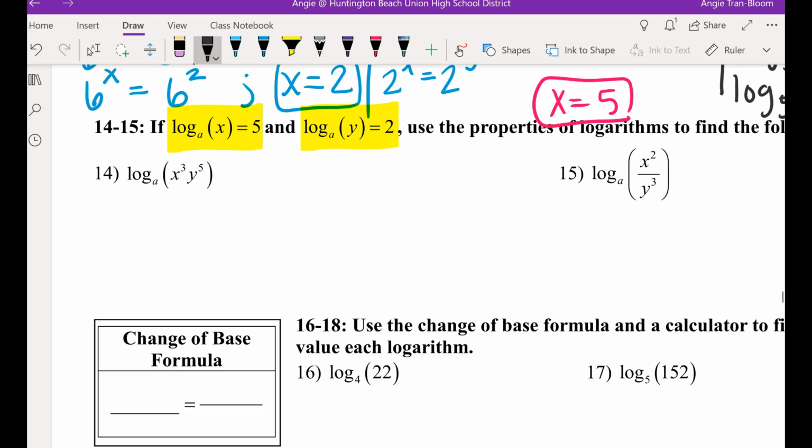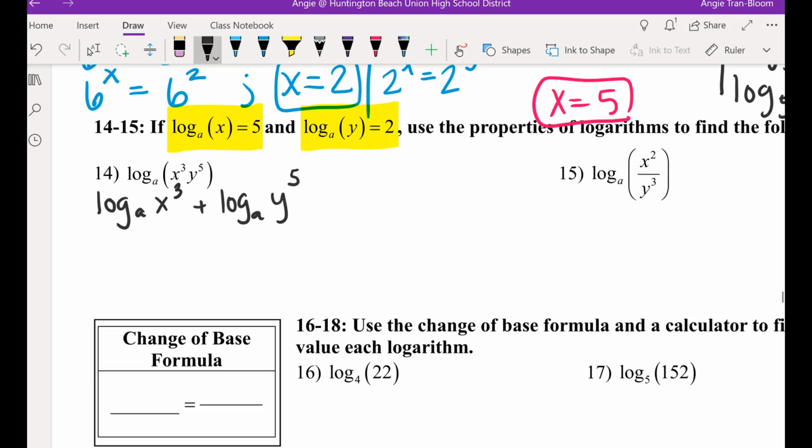I have to expand that. How would you expand that? Right, log base a of... No, can't do 5. Remember, I can only write 5 when you see log base a of x by itself. Of x to the what? Third. What's next? Plus log base a of y to the fifth.